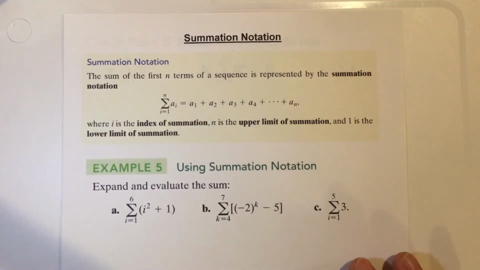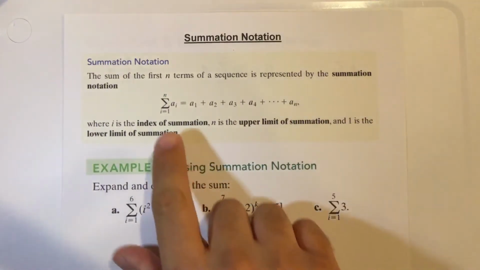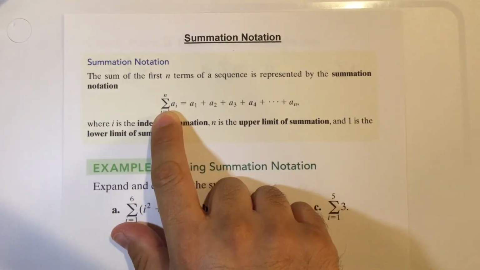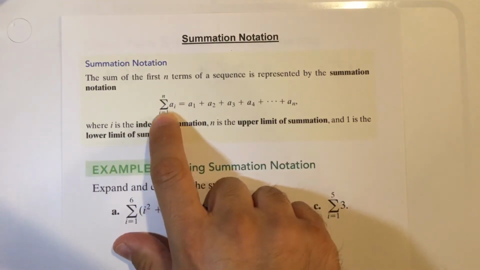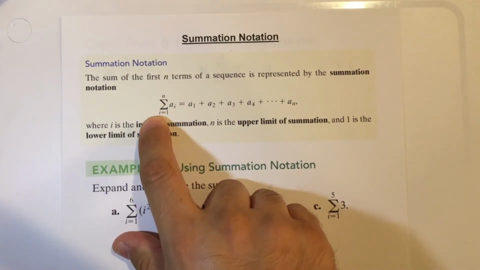So these are the notes for summation notation. We start here by talking about the sum of the first n terms of a sequence, which is represented by the summation notation. This is the Greek letter sigma, i equals 1. So this is the lower limit. Let's talk about this real quick.